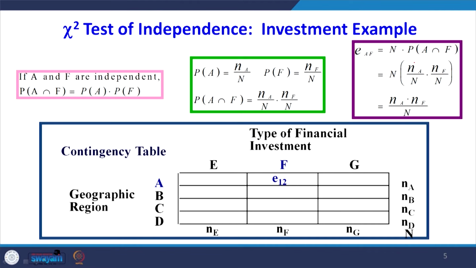So, for P of A we know it is N of A by N, and P of F is N of F by N. So this N gets cancelled, and the remaining is N of A times N of F divided by N. This is a very frequent formula which you are going to use. Suppose you want to know the expected values in these cells, what you have to do is multiply the row sum and the column sum, divided by your capital N.